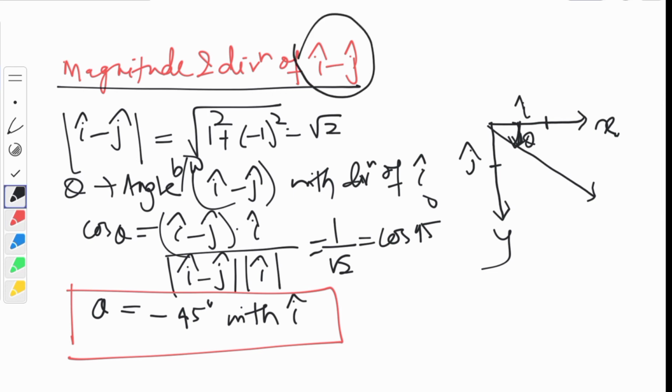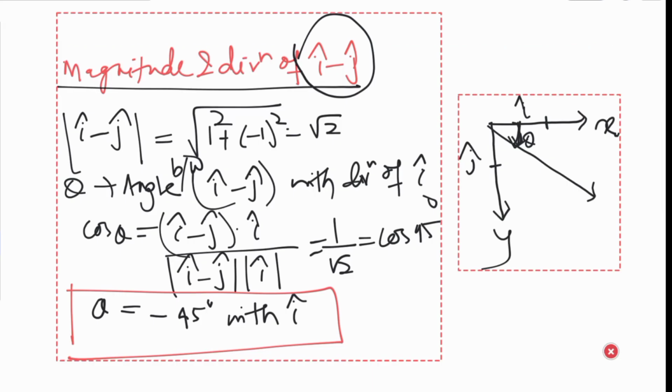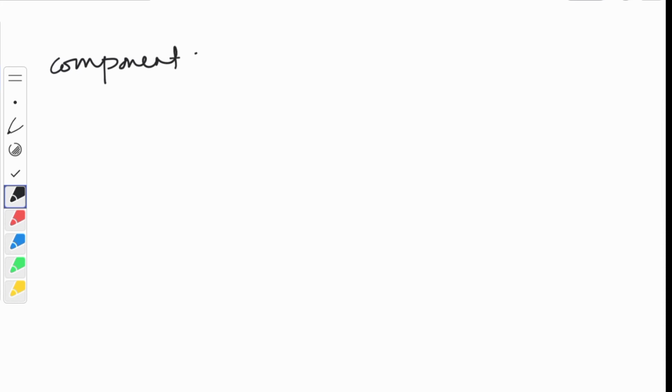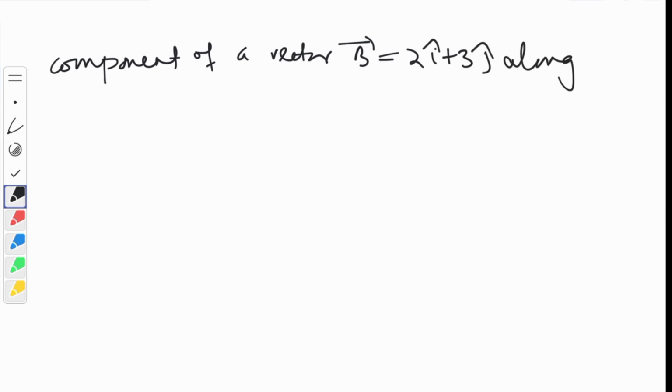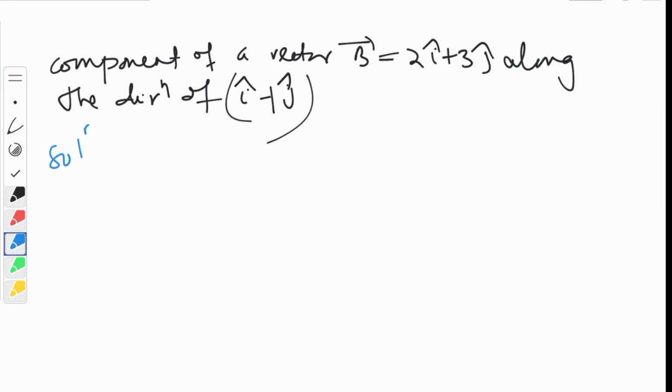Clear? Now we'll move to the second part of the question. Okay, let me clear the board. Second part of the question is, you have to find out the component of a vector B, given 2 I cap plus 3 j cap, along the direction of I cap plus j cap. Then how to find out? We have to find out this. So let us do the thing.